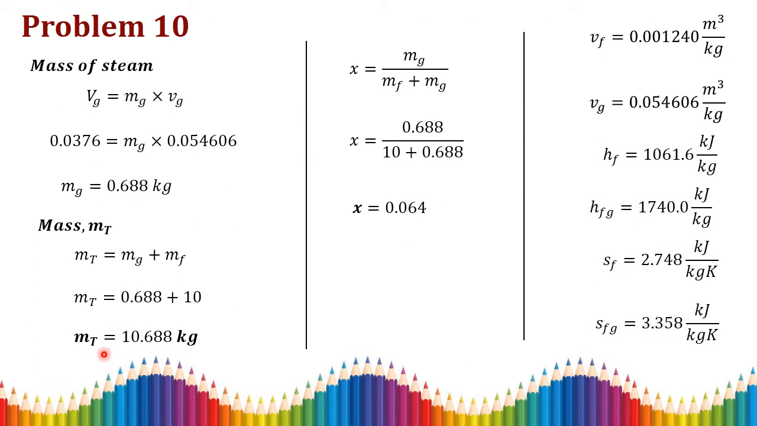Then we need to find out the mass. For that, total mass is equal to mass of the gas, the mass of the vapor, plus mass of the fluid. We know mass of the fluid is 10 kg, but we don't know the mass of the gas. So I am finding out mass of the steam or mass of the vapor. The total volume of the gas is equal to mass of the gas into specific volume. We know total volume of the gas and also specific volume of the gas, so the only unknown term is mass of the gas. So mass of the gas is 0.688 kg. Substitute this mass of the gas in this equation to get the total mass as 10.688 kg.